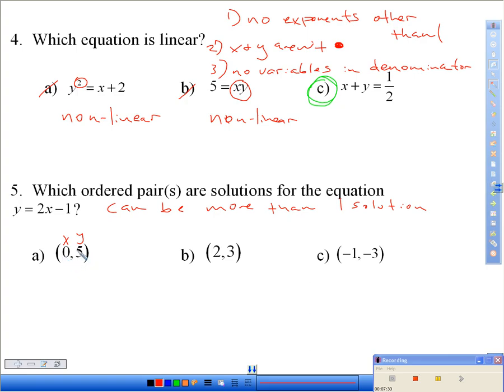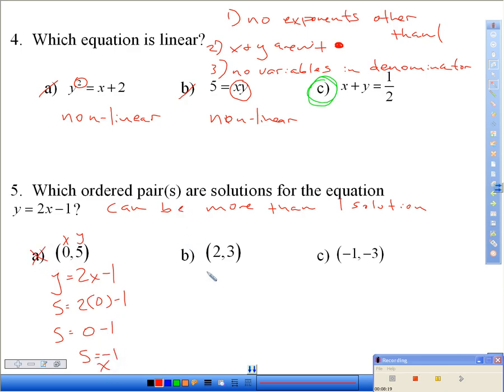So 0, 5, when we take y equals 2x minus 1, we need to take the x out and put in 0, so 2 times 0 minus 1, and we need to take the y out and substitute in 5. We want to see if that makes the equation true. Well, on the left, we just have 5. On the right, when we simplify using the order of operations, we end up with 0 minus 1, which is negative 1, so 5 equals negative 1. Well, that's not true, so A is not a solution.